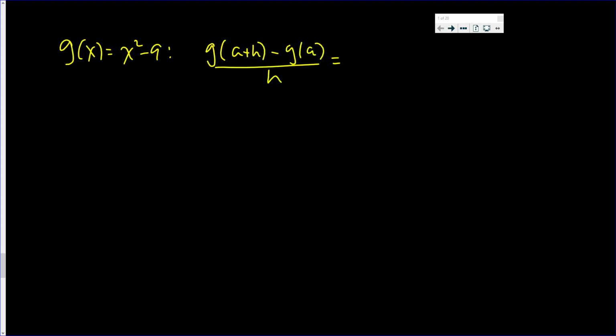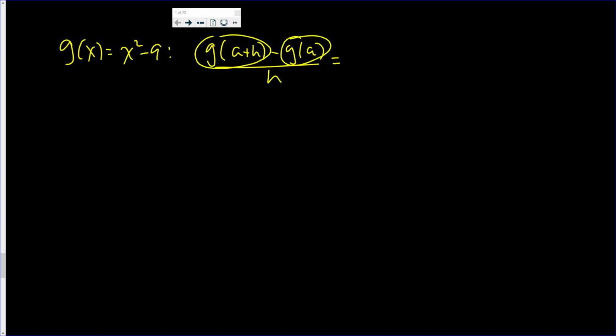Now suppose we give you that g of x is x squared minus 9, and they want you to find g of a plus h minus g of a, over h. Well, first we'll find this, then we'll find that. I'll put a big minus in between, and then I'll divide by h.